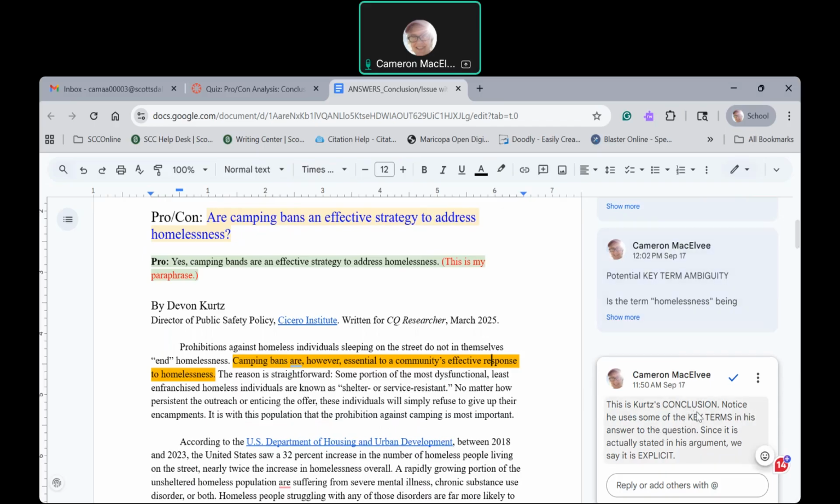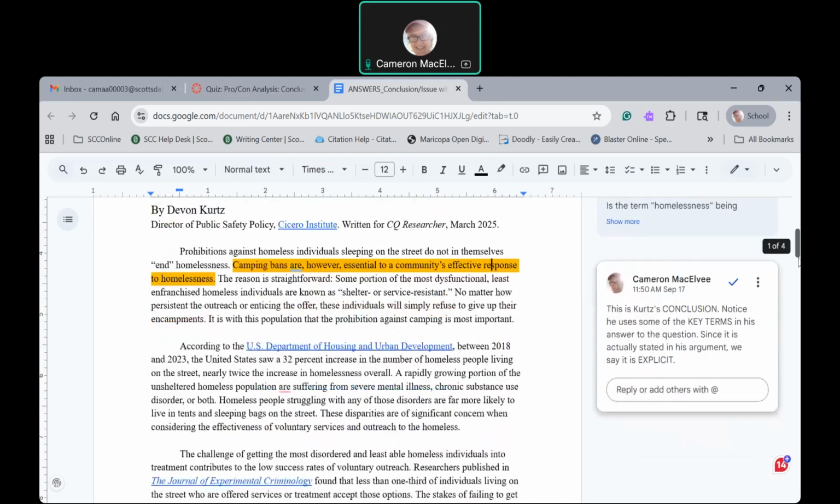So we would say that he uses some of the key terms, the camping bans, effective, and homelessness. And it's also explicit, so this is a strength. Now, sadly, he doesn't really define for us what he means specifically by camping bans, what they entail, what he means by effectiveness, although he alludes, we've talked about his reasoning. We want to save lives by keeping people off the streets or the parks when there's inclement weather, but we're not really sure what he means by any of those terms.